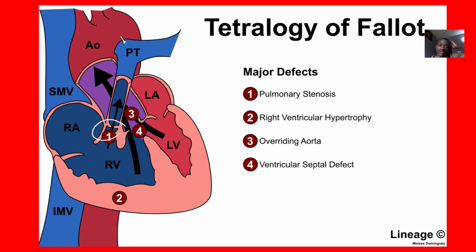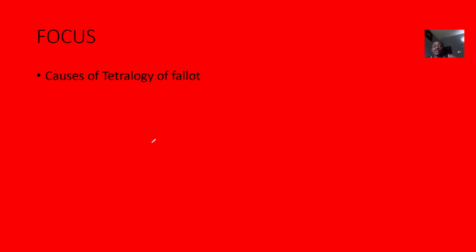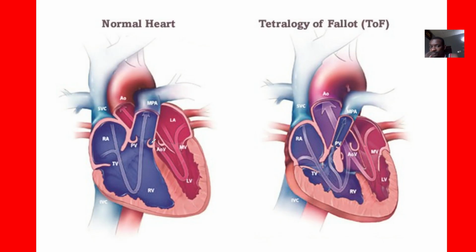You have overriding aorta. Okay, that's number three. Then four, there is an opening between the ventricles, so blood is flowing in and out, and it's not supposed to be like that. So what could be the possible causes? What could make this issue come in?